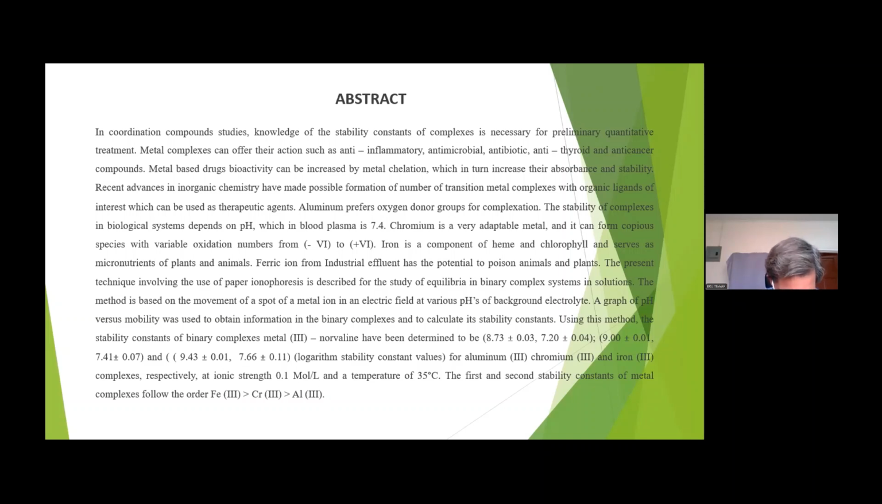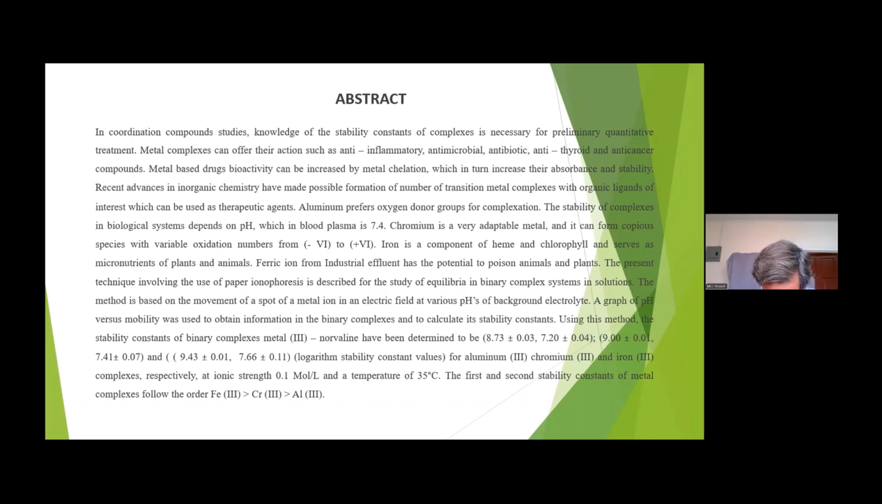Recent advances in inorganic chemistry have made possible the formation of a number of transition metal complexes with organic ligands of interest, which can be used as therapeutic agents. Aluminum prefers oxygen donor groups for complexation. The stability of complexes in biological systems depends on pH, which in blood plasma is 7.4.